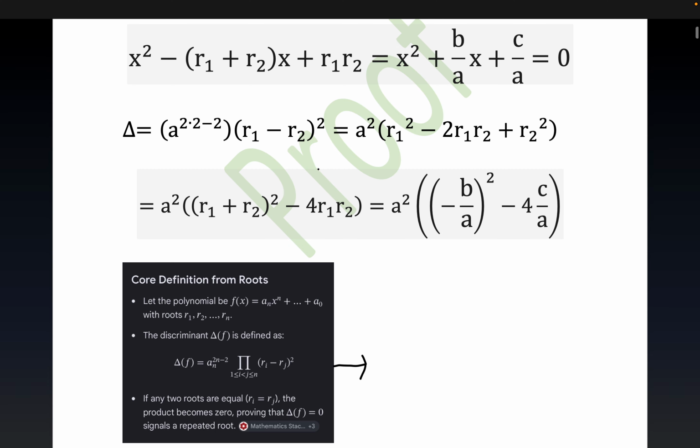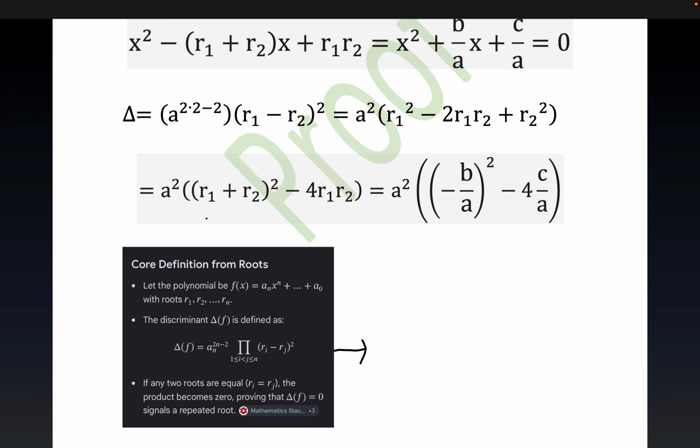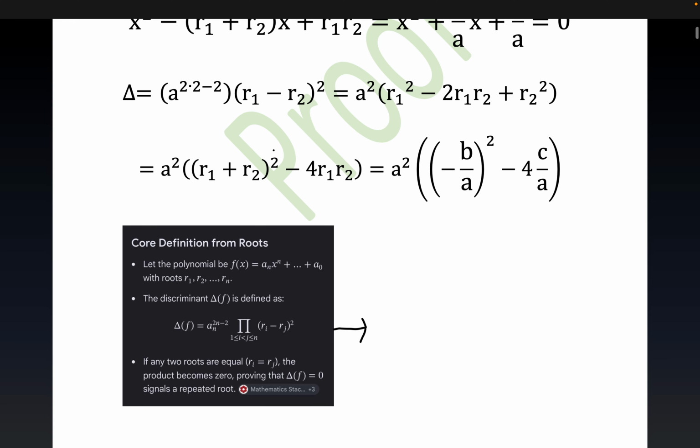Delta is the symbol they use. All I did here is directly from this definition. You can see the product, and preceding the product, you have the leading coefficient raised to this power, 2n minus 2. Notice that there's only a single pair of roots, so this product just has a single pair of roots. If it was a cubic, you would have 3 pairs of differences squared being multiplied. The rest of it is fairly self-explanatory. I changed this to a squared.